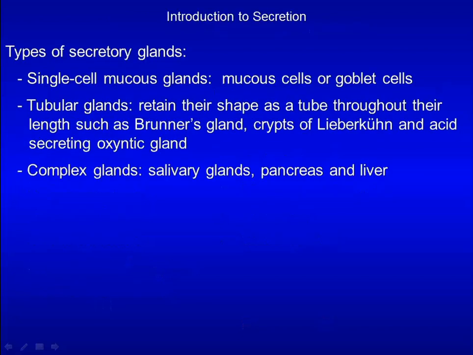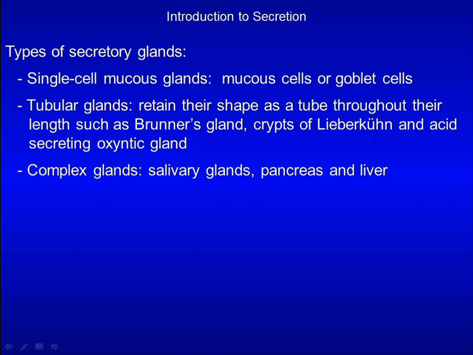There are several types of secretory glands. First is single-cell mucus glands. They are also called mucus cells or goblet cells. They are typically found on the surface of the epithelium. Second is tubular glands. Tubular glands retain their shape as a tube throughout their length. Examples include Brunner's gland, crypts of Lieberkühn, and oxyntic glands.